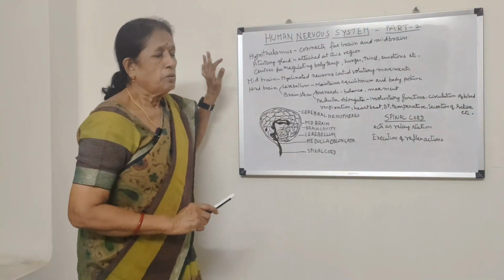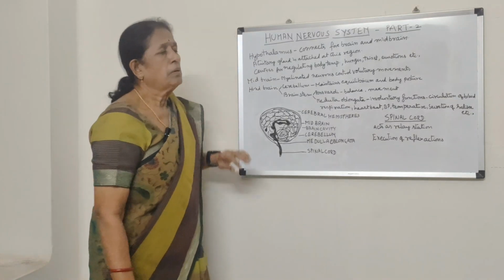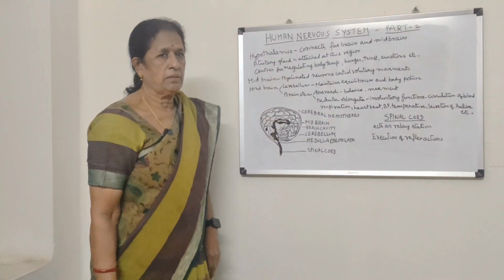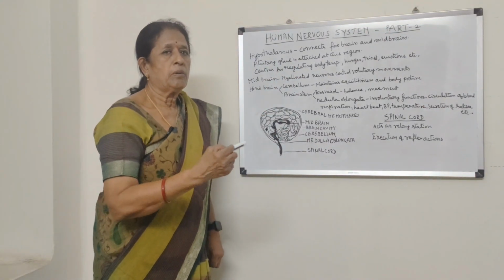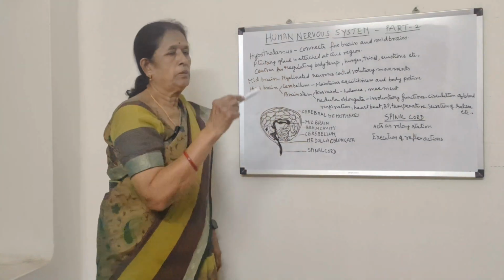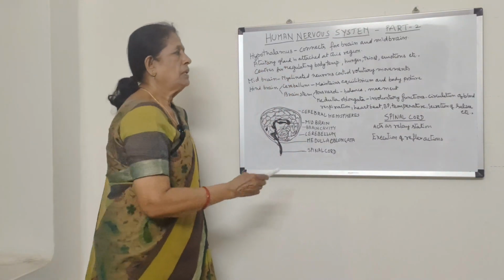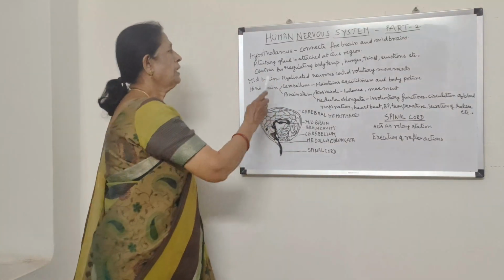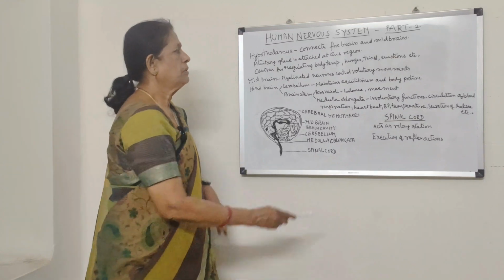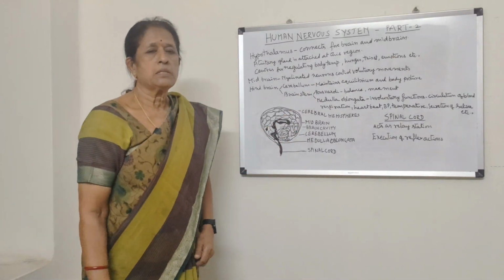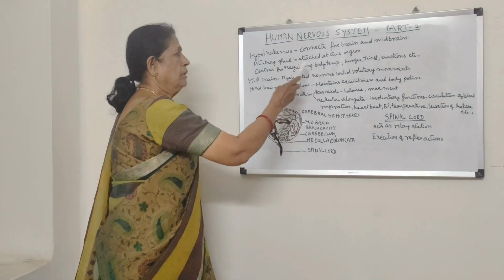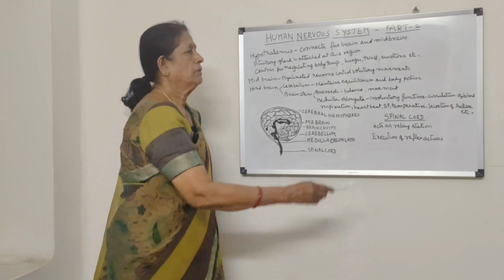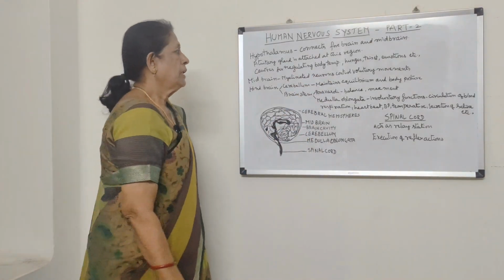And to this hypothalamus, the pituitary gland, an endocrine gland which secretes hormones, is attached. So the pituitary gland is attached to the lower part of the brain, that is below the cerebrum, below the diencephalon, near the midbrain. The main functions of the hypothalamus: it controls body temperature, hunger, thirst, emotions, etc. So these are all under the control of hypothalamus.